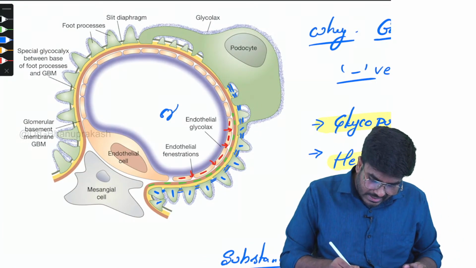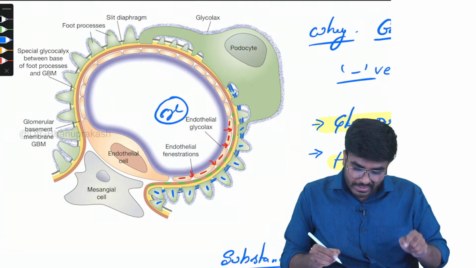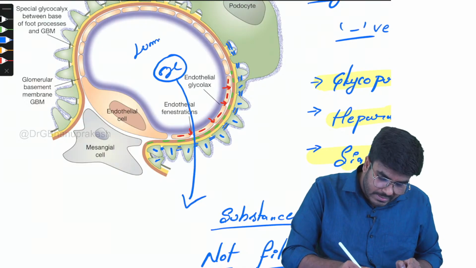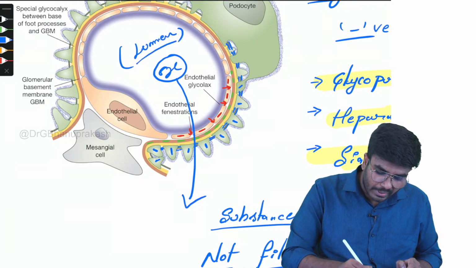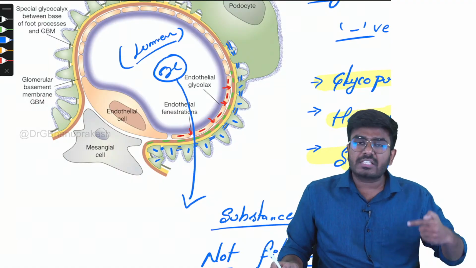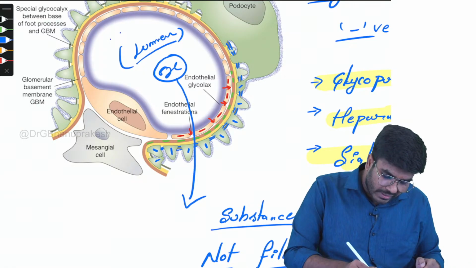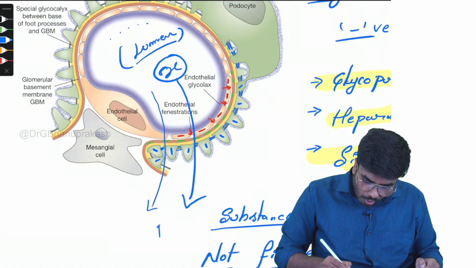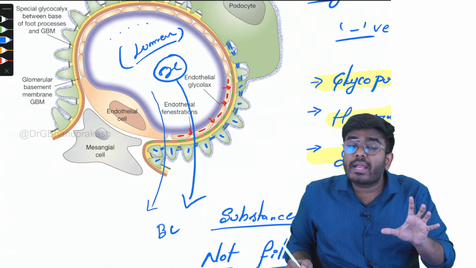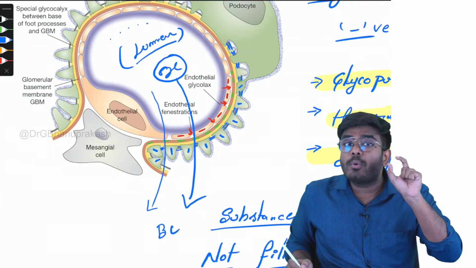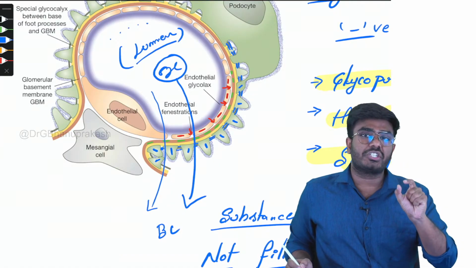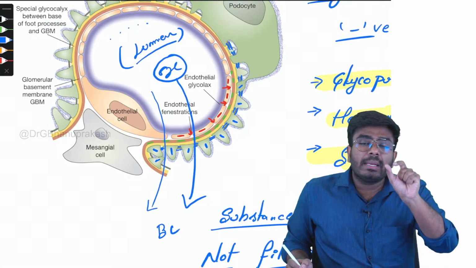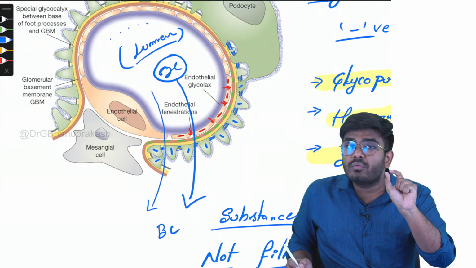A substance X has to move from here into the Bowman's capsule. Here is the lumen of the blood vessel, the glomerular capillary. RBC, WBC, platelets, plasma, clotting factors, everything is here. Now, all those substances have to leak into the Bowman's capsule. So what I am trying to put into your mind is that there is a very important structure called the slit diaphragm. That slit diaphragm is present in between the podocytic foot processes.